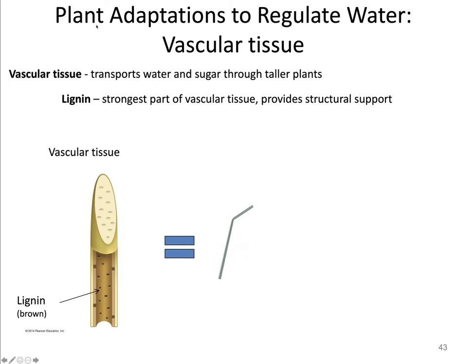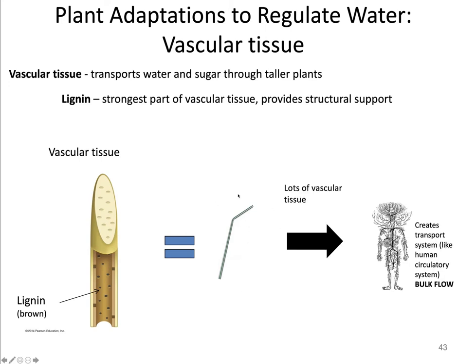And you can think of vascular tissue as being like the tissue that makes up a straw. It's like a long tube, and those tubes are lined with this strong structural lignin tissue. So lots of cells make up these long straw-like tubes that run through a plant. When you combine a lot of these straws together, a lot of this vascular tissue together, it basically creates a transport system to move water and sugars throughout the whole plant.